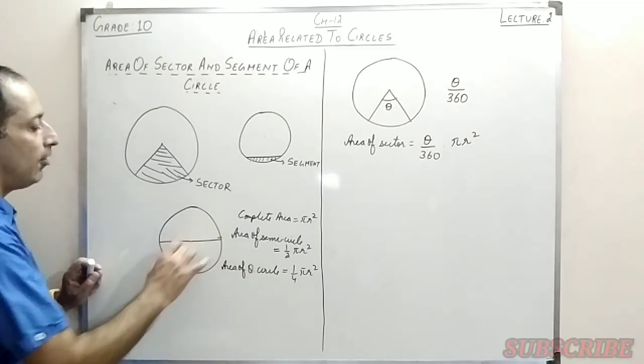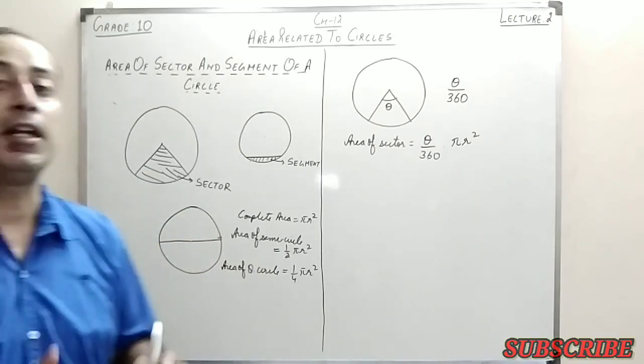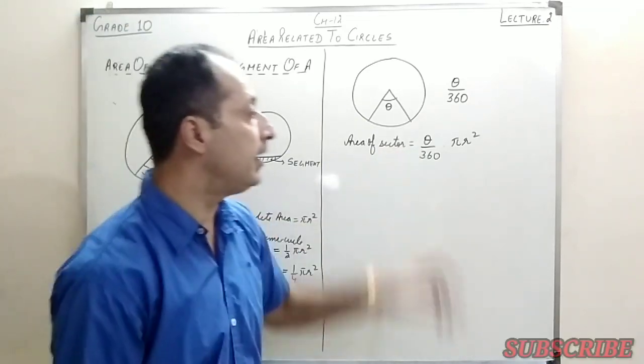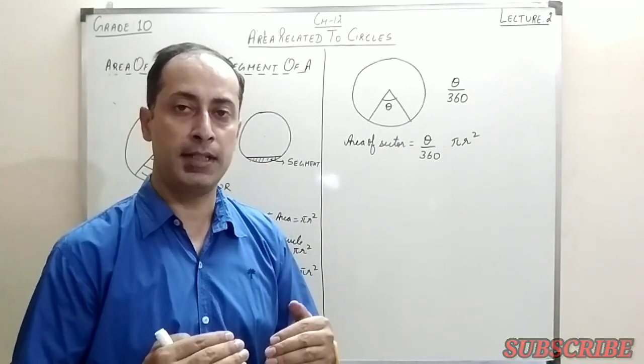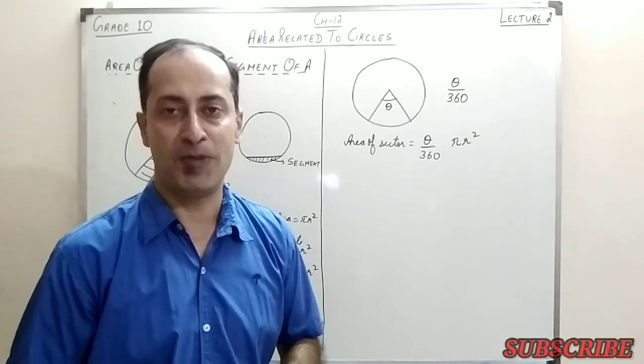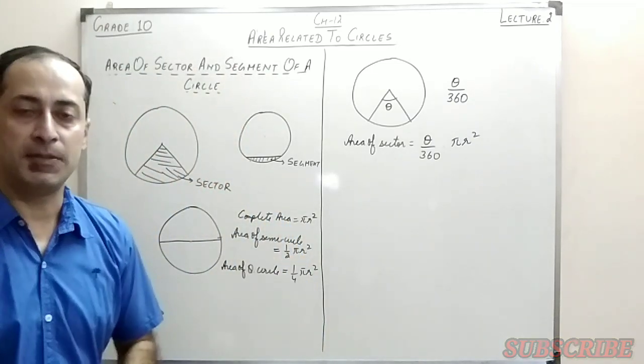Now, the angle which the semicircle's straight line forms is 180 degrees. If I put 180 here, this is 180 upon 360, and that is equal to 1/2. So this is what we have for the area of a semicircle.